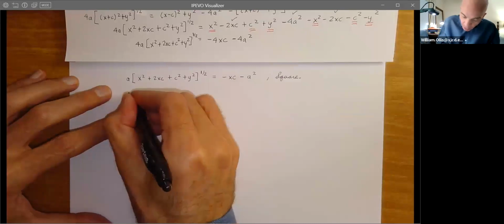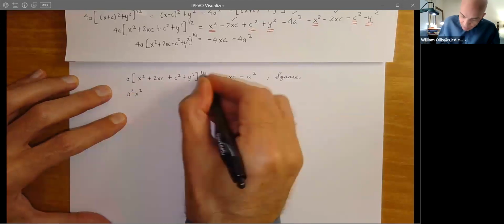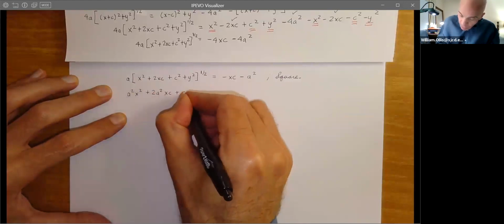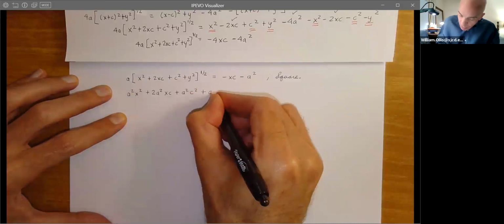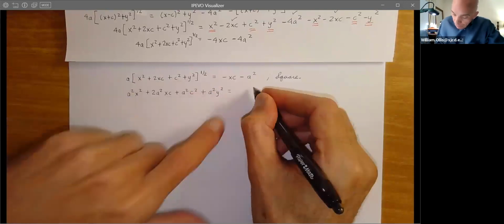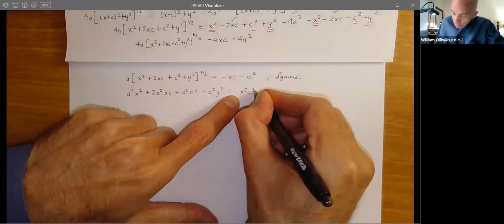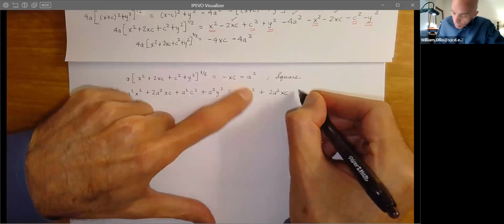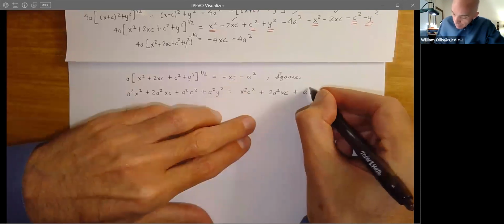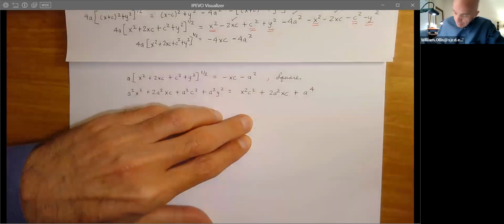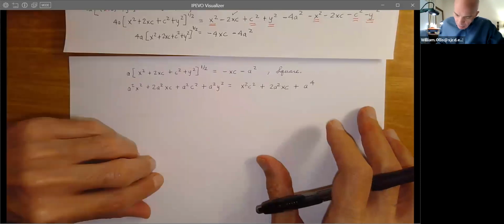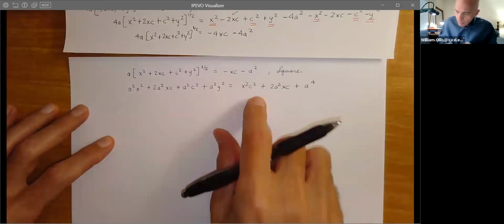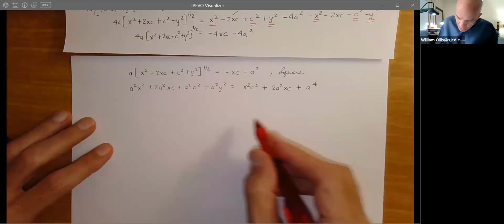So we'll get a squared times x squared. Square this, get rid of that, and then we get plus 2a squared xc plus a squared c squared plus a squared y squared. And now when we square over here, we get x squared c squared, and then plus 2a squared xc, because the product is positive, and hit it with a 2, plus a to the 4th. So let's see here. This looks good. Excellent. Okay, so now notice we get some absorbing terms. So let's see here. These absorb.